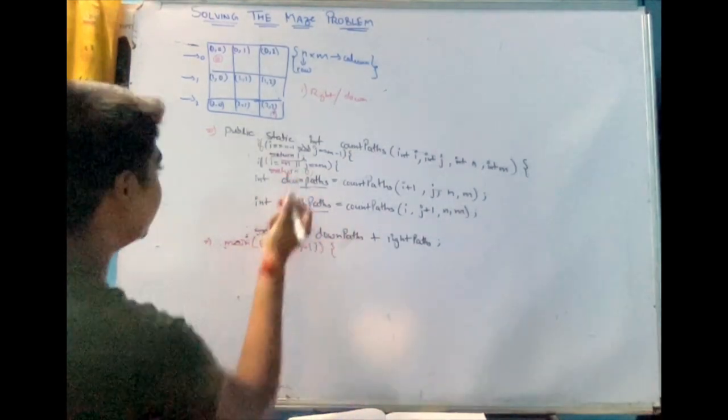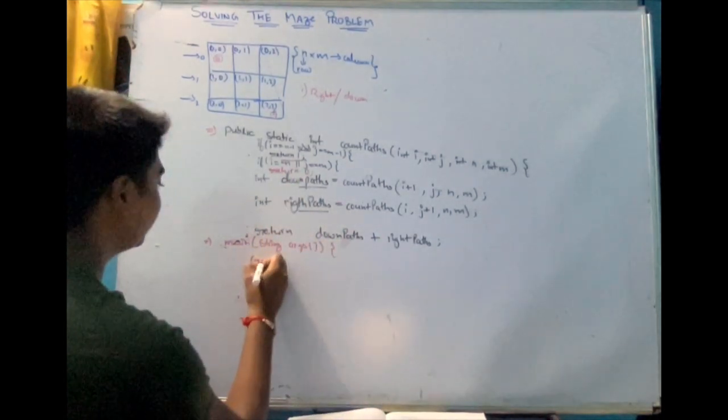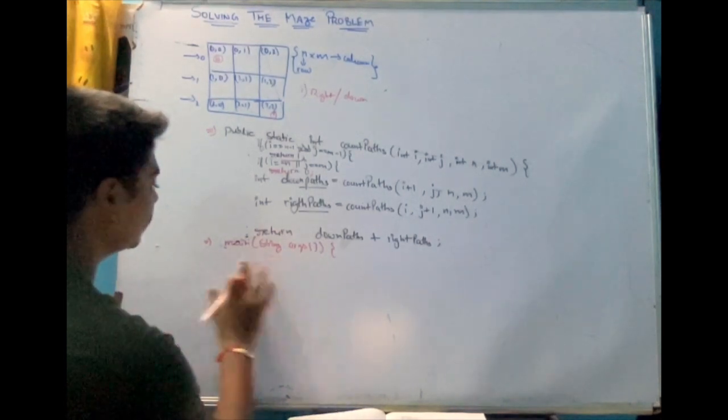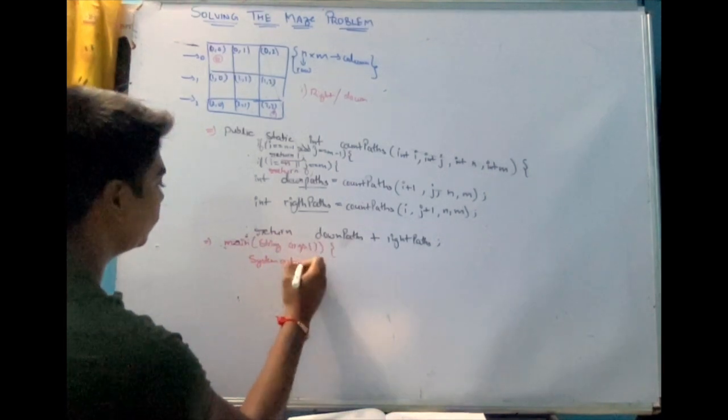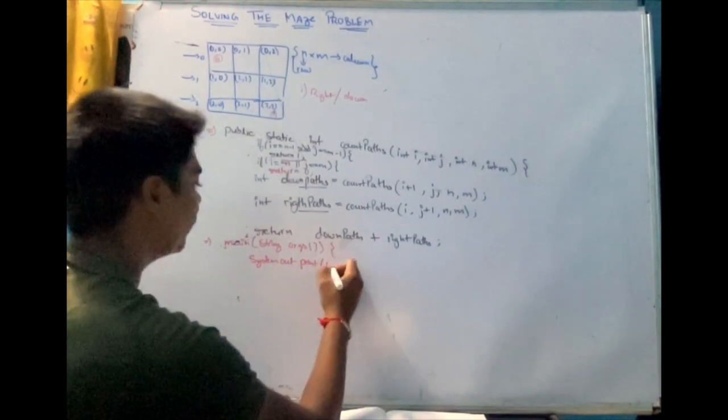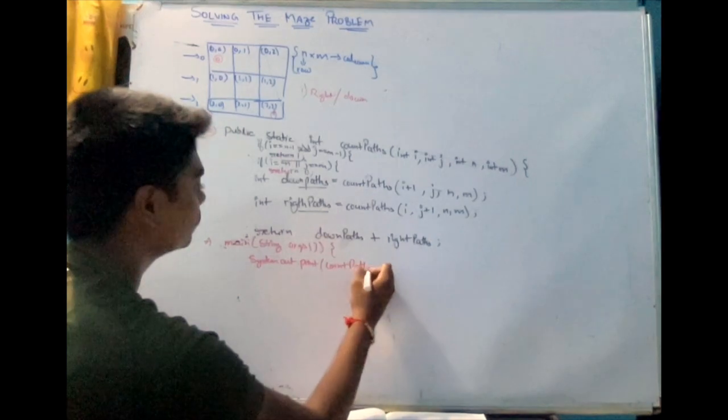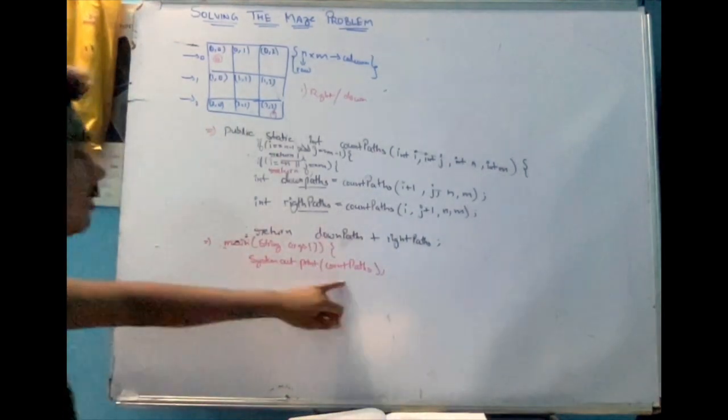In this we'll be calling the function that we made, which was count path. So we'll be mentioning count path, and also we have to print it. So we'll be directly printing it. So that will be System.out.print. We'll be printing countPath. This is the main function where we called countPath.